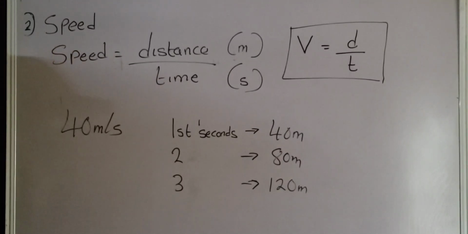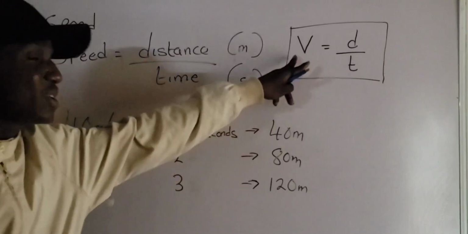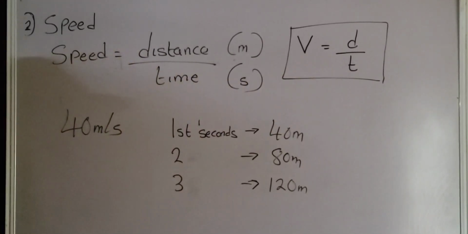Now we have two scalar quantities. The first scalar quantity is distance, and the second is speed. Please, I want you to note that. It's very important. So now let us proceed. Let us have some worked examples on speed.